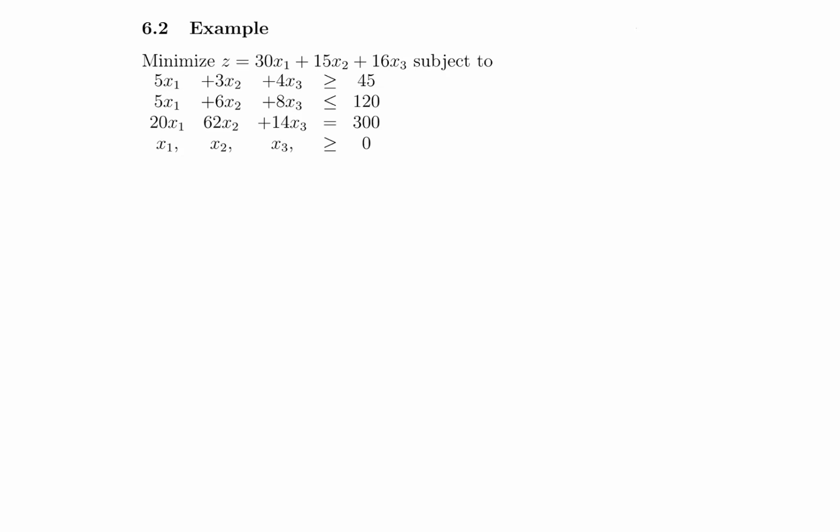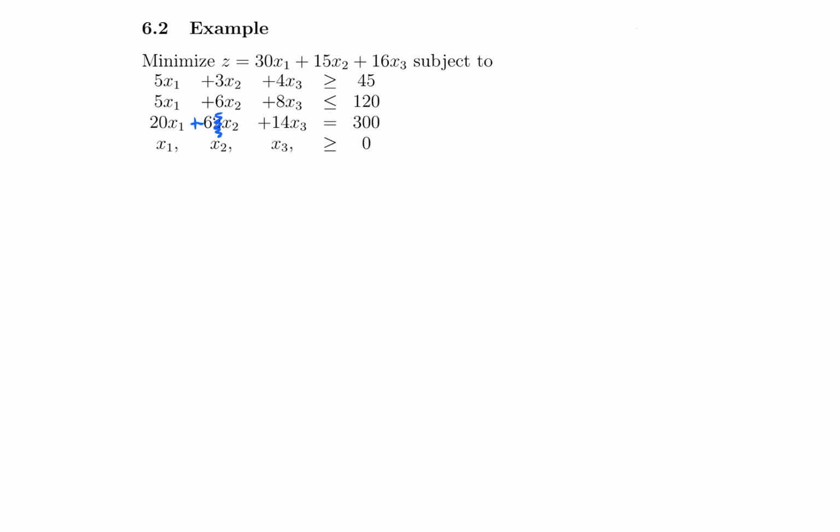Hello, welcome back. Let's take a look at a non-standard minimization problem. Before we get too far, I do see a typo on the third constraint right here. We should have plus 6x2, not 62x2. Okay, so plus 6x2 right here.